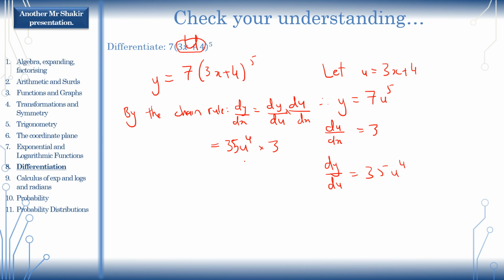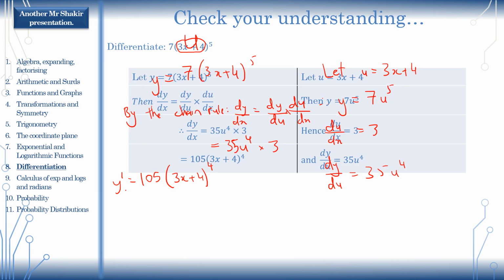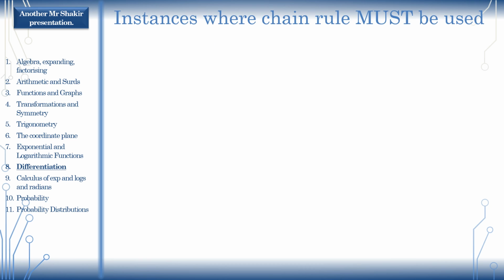So 3 times 35, 70, 105. 105, and I'm going to write u. What's u? 3x plus 4, all to the power of 4. And I'm done. And let's check if I got it right. 105 times (3x plus 4) all to the power of 4. Great. All right. And as I mentioned earlier, there will be cases where you'll have to use the chain rule.